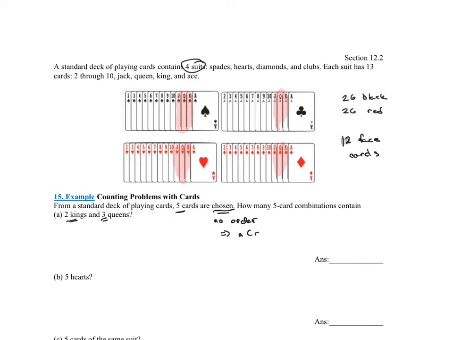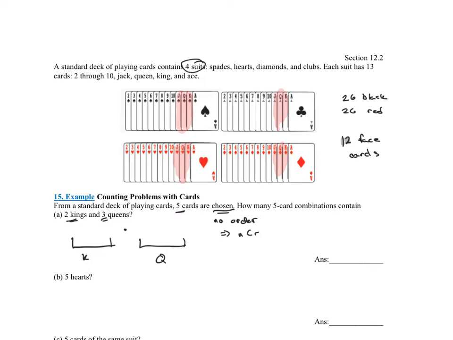Okay, let's look at the first one. The first one says 2 kings and 3 queens. Anytime we want to break it up like this and they're asking for something specific, we want to consider each one of those things individually. So here, for instance, I'm going to look at the kings first, and then I'll look at the queens second. Again, order doesn't matter here, so I don't have to multiply times 2 like I did with the people sitting in the chairs.